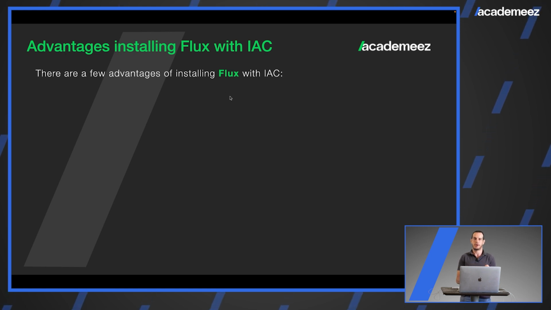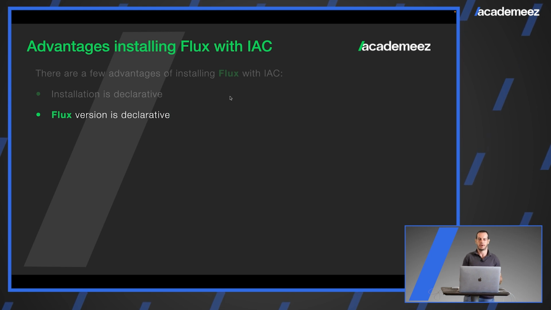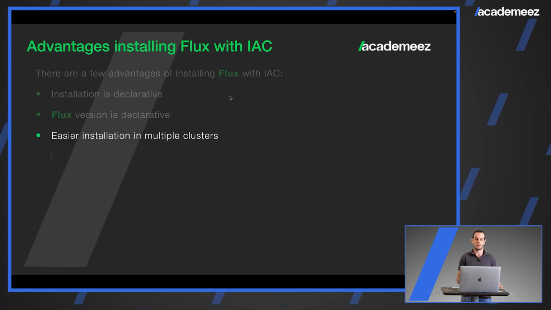It's best to install Flux declaratively by writing infrastructure as code. One advantage is the installation is declarative, including the version you specify in that declarative installation. You specify the version of Flux that you want to install. It's easier to install in multiple clusters, and also it's easier to update.